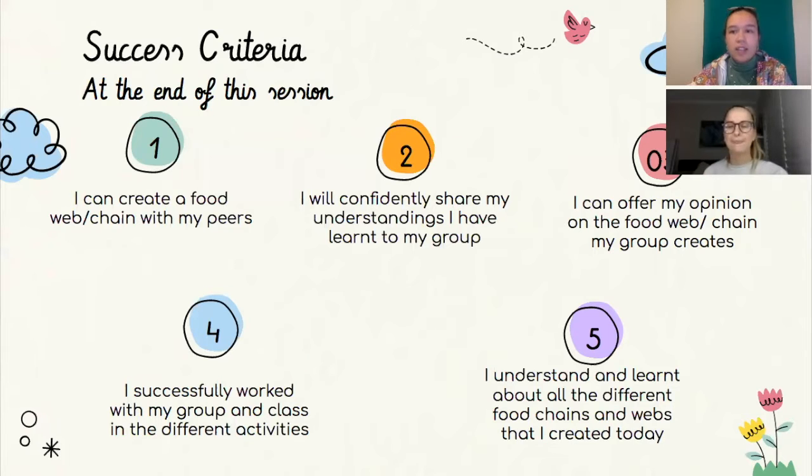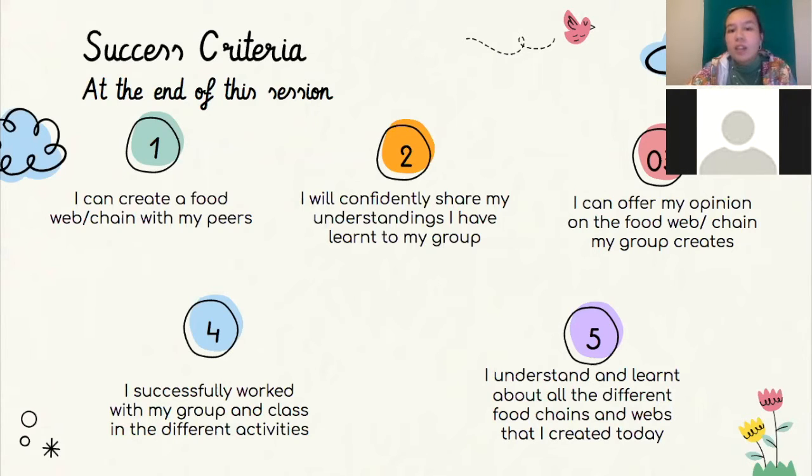So the success criteria for this lesson will be: for success criteria 1, I can create a food web/chain with my peers. Success criteria 2, I will confidently share my understandings I have learnt to my group. Success criteria 3, I can offer my opinion on the food web/chain my group creates. Success criteria 4, I successfully worked within my group and class in different activities. Success criteria 5, I understand and learnt about all the different food chains and food webs that I created today.